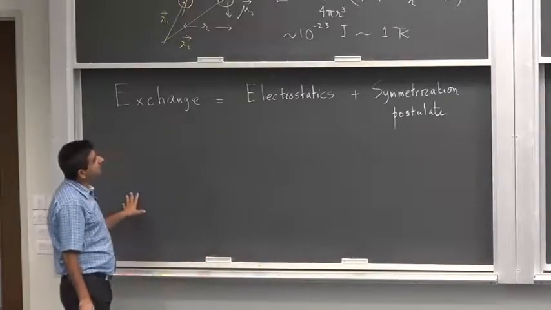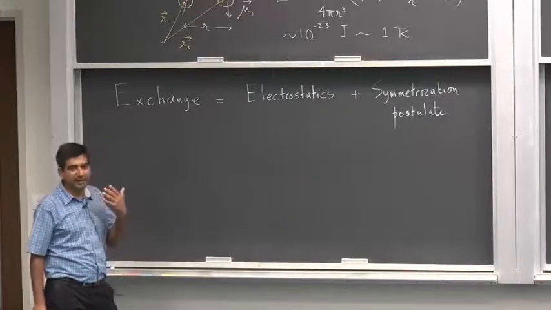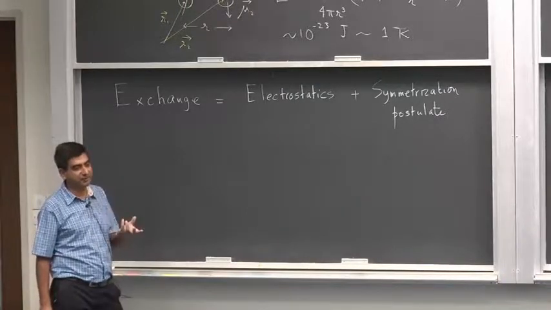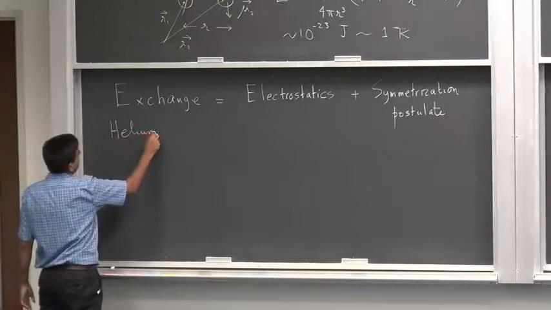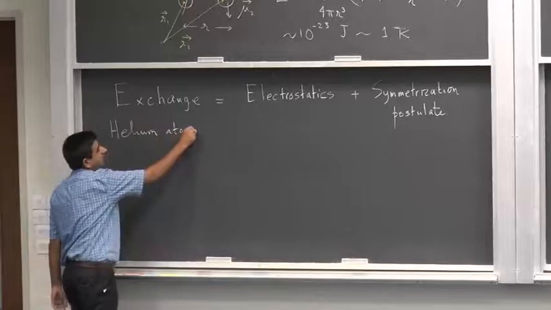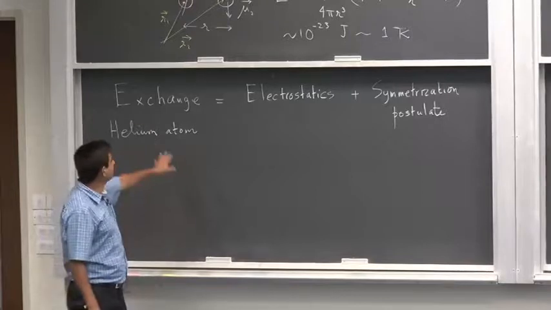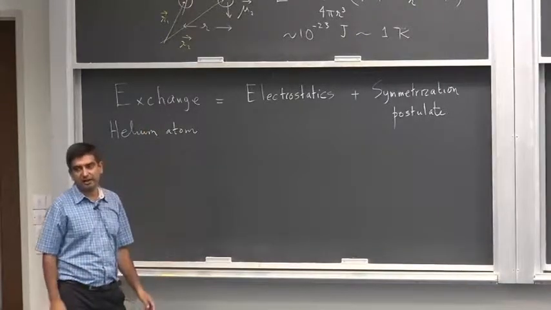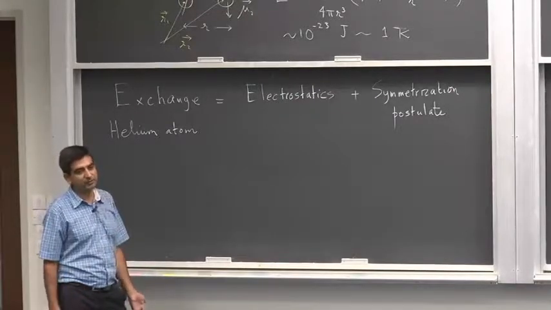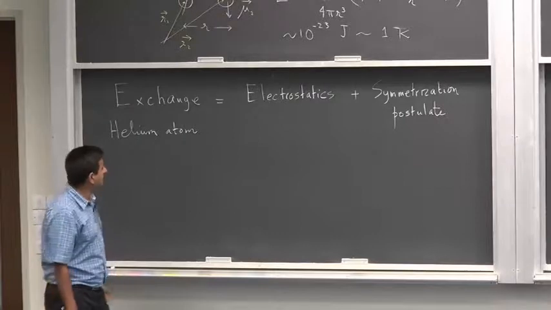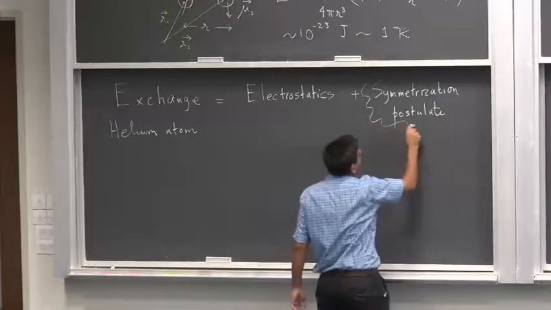Now, one of the earliest marvels of quantum mechanics, which appeared in one of Heisenberg's papers from 1928, is the description of the helium atom. And this is what we're going to do right now. And the description of the helium atom will give us a good idea of how the exchange interaction arises. So we're going to reproduce some of Heisenberg's work from 1928. However, let me first of all give you a motivation for the symmetrization postulate.